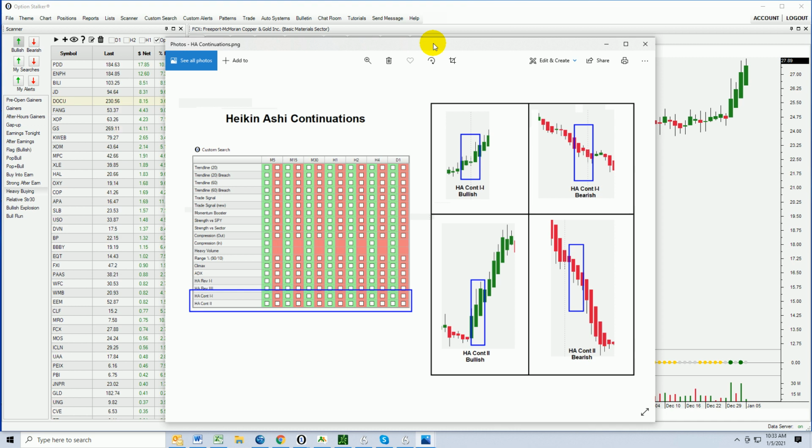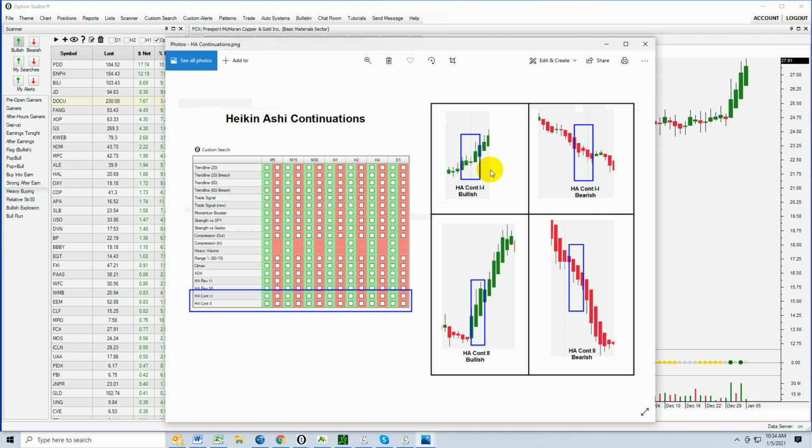That is a continuation. And you can see the search variables that I had previously, HA continuation I-I, and HA continuation 2. So I've changed these two and I'll show you the new versions in a little bit, but I'm going to tell you what this search pattern was looking for. In this particular case, we were looking for a flat bottom green candle, a doji, followed by another flat bottom green candle. That would be a continuation.